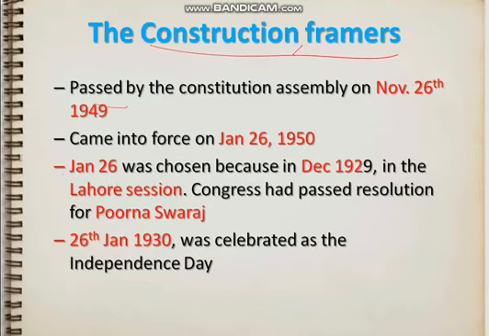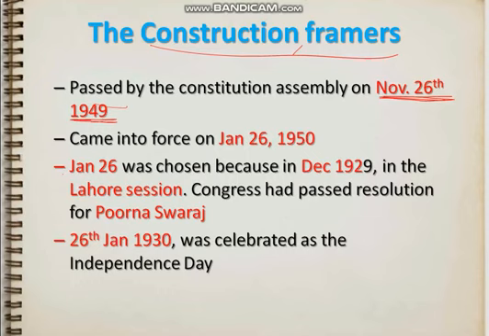The Constitution was passed by the Constituent Assembly on November 26, 1949. This date needs to be remembered. Whatever things I am underlining with my red color pen are very important, and need to be remembered and noted down if possible, because this will help you to remember the answers easily.